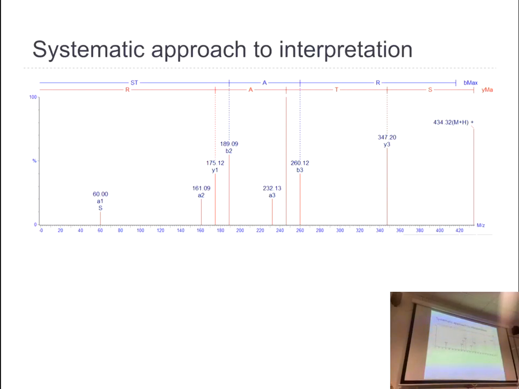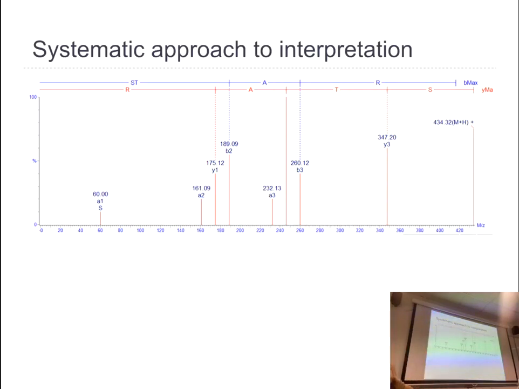The B1. So if you only had, there's a reason I'm asking you this. If you only had the B ion series, you would not be able to tell whether it's ST or TS. You just have the mass of both of them together. You don't have positional information. You need the B1 to tell the difference.